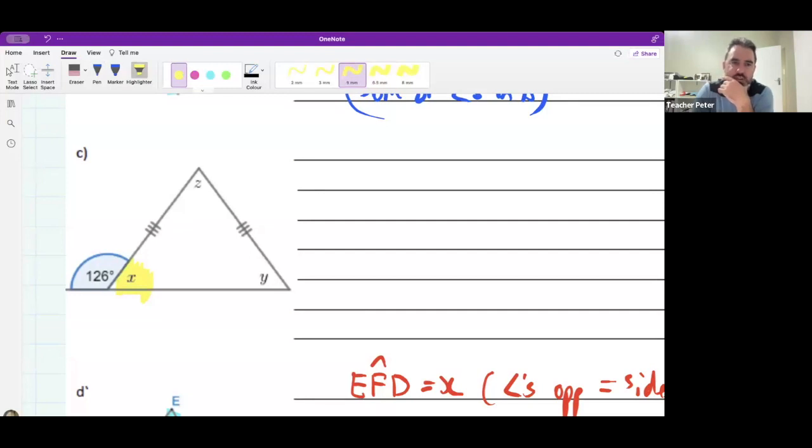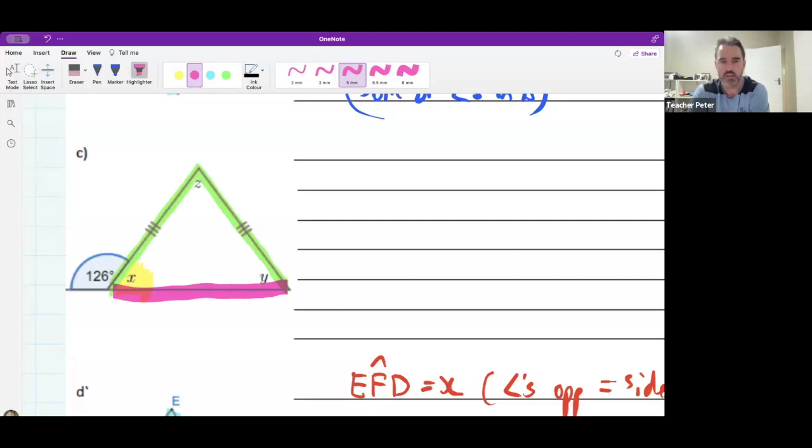Now remember, watch out. The two sides that are equal are here and here. All three sides are not equal. This bottom side is a different length. So I would probably start with the X. Why don't you find me what the value of X is first?